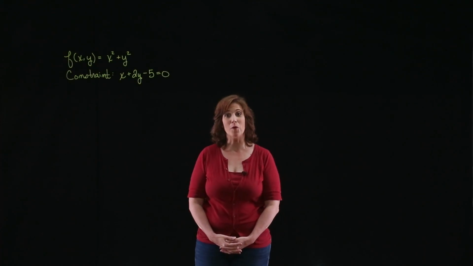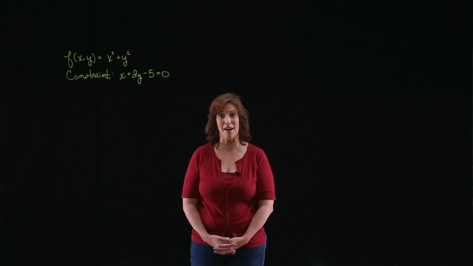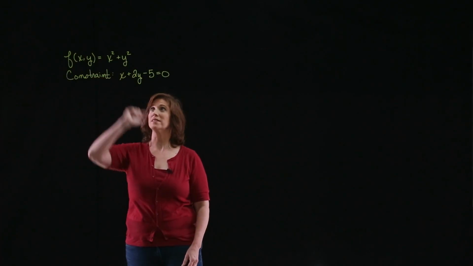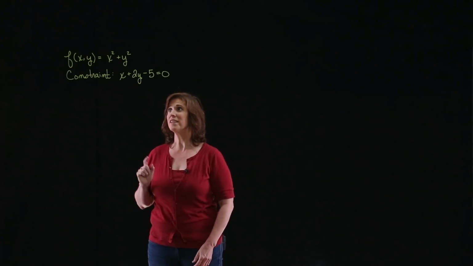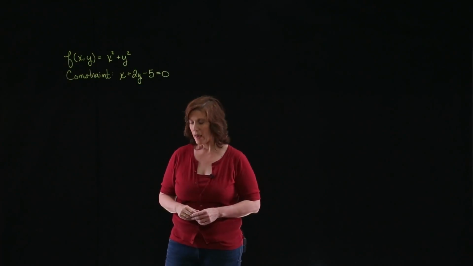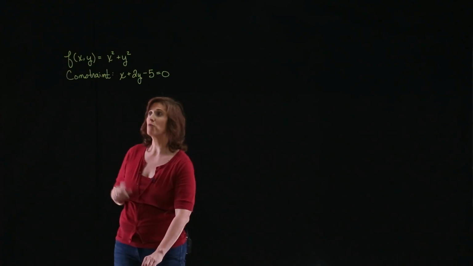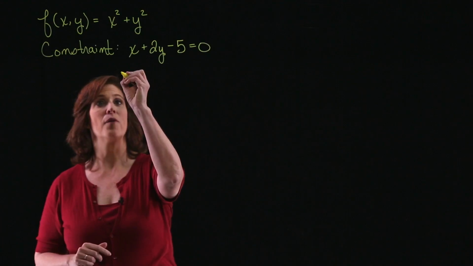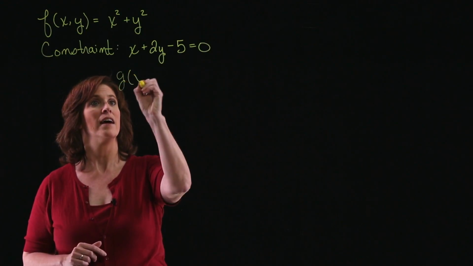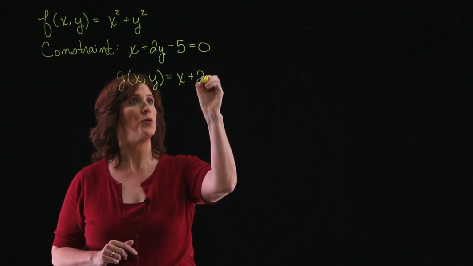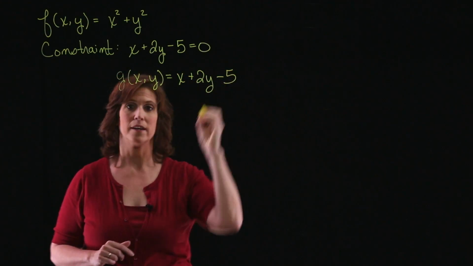Hello, I'm Cheryl. In this problem, we're going to be using the method of Lagrange multipliers to help find the minimum of my function f of x y equals x squared plus y squared with the constraint that x plus 2y minus 5 has to equal 0. I'm going to begin by writing this constraint as a function of both x and y. So I'll write g of x y equals x plus 2y minus 5.